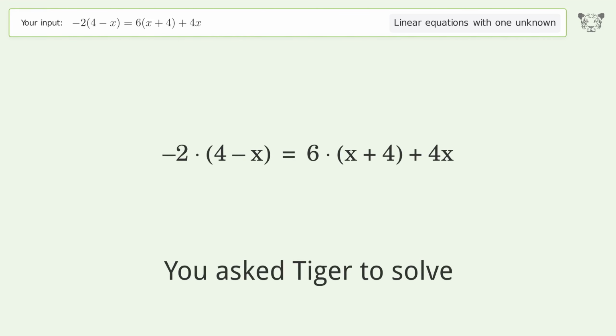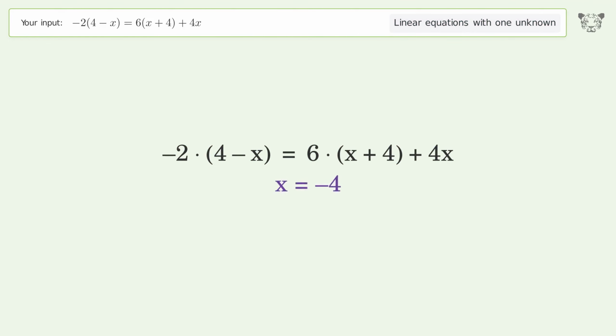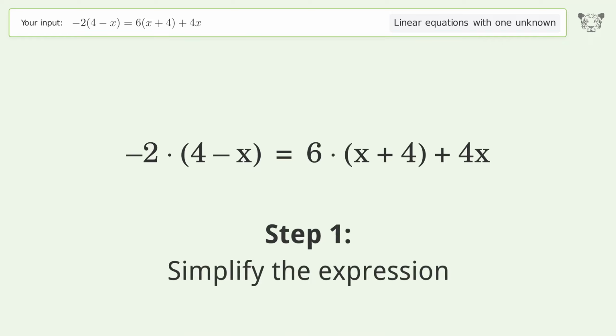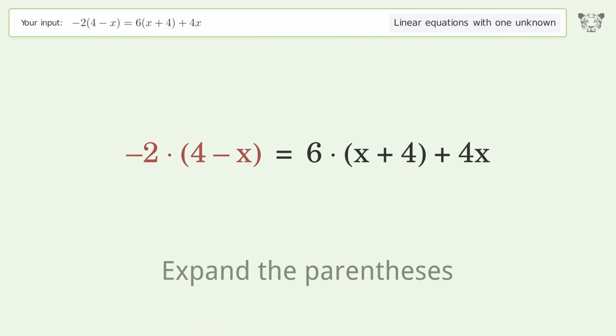You ask Tiger to solve this. This deals with linear equations with one unknown. The final result is x equals -4. Let's solve it step by step. Simplify the expression. Expand the parentheses.